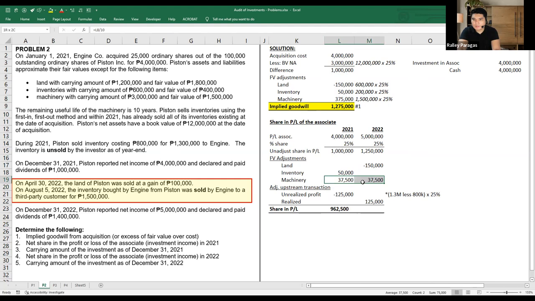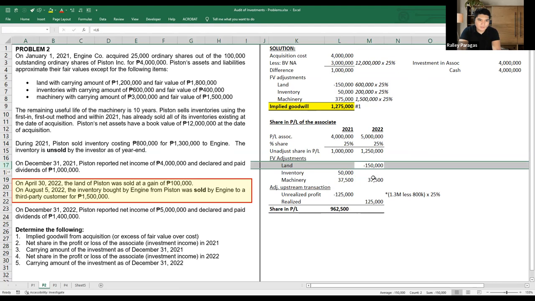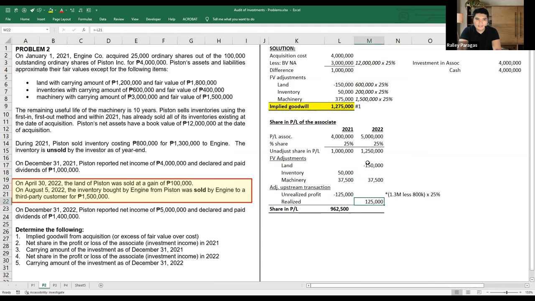So, up until 2031 mo pa, i-recognize yung adjustment mo sa machinery na yan. Okay, so that's basically it, no? Deduction sa land, addition sa machinery, and then sabi natin kanina, yung realized profit natin coming from the upstream transaction, lalagay na rin natin sa 2022. Okay? So, magkano yung net? Or magkano yung total? Sama natin. So that's 1.25 million plus your fair value adjustments together with your upstream adjustments. That's 1,262,500. Okay, that's their adjusted share in the profit or loss. So that's basically our answers to number 2 and number 3. Sorry, number 4. O, diba?